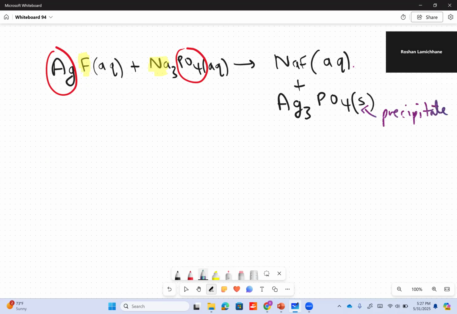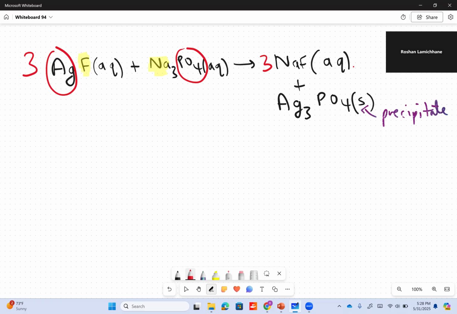That's my first step of writing down the molecular equation. The next step is to balance this reaction out. If I have a coefficient of 3 here, that's going to balance out the silver atoms. I have 3 sodium on my reactant side, meaning I'll need 3 here. And that should balance everything out. So this is my molecular equation.